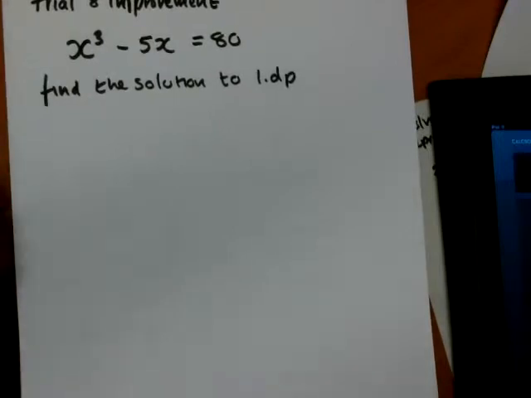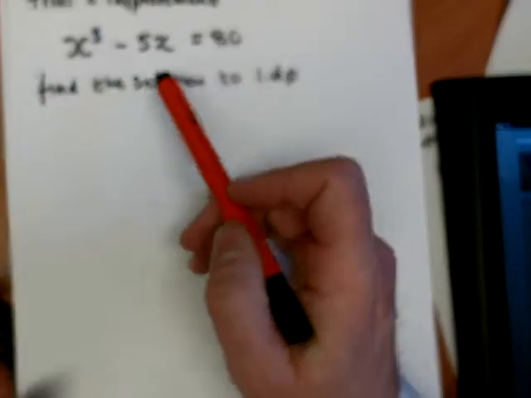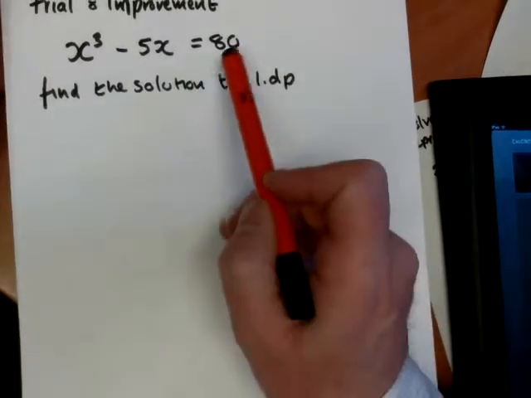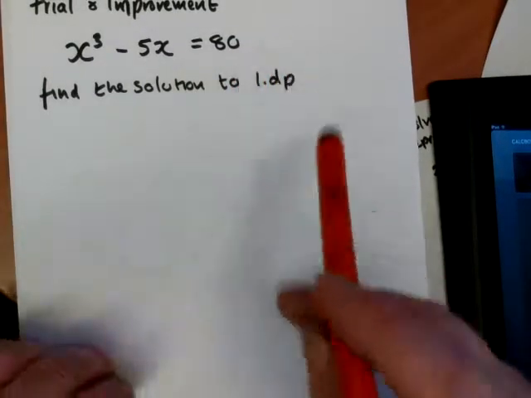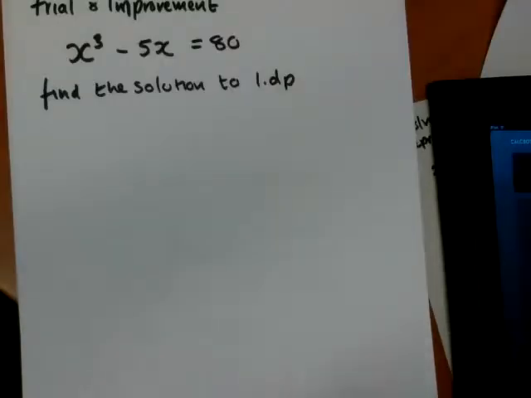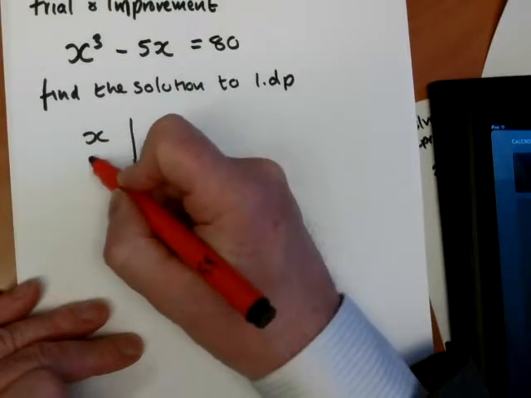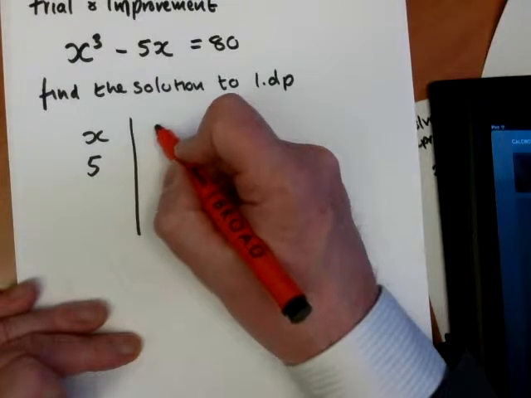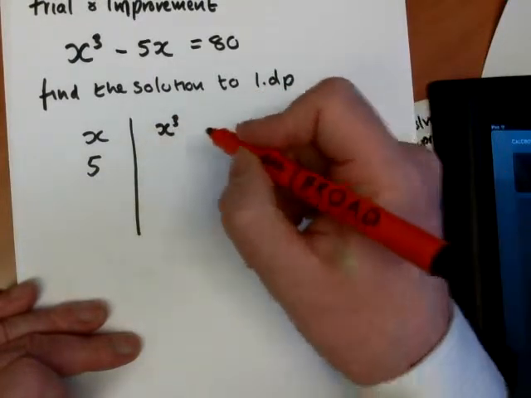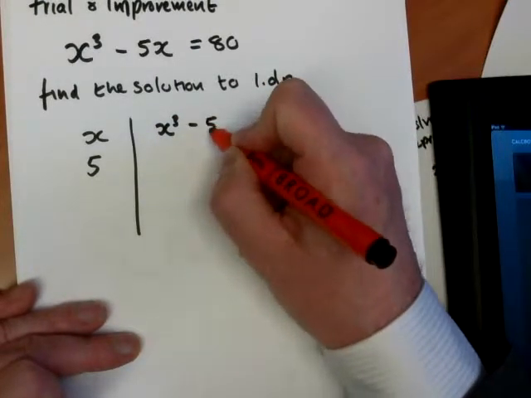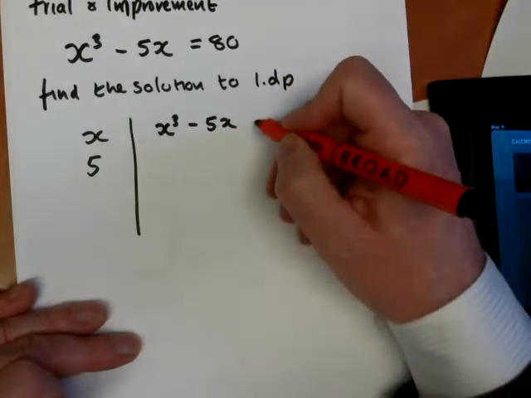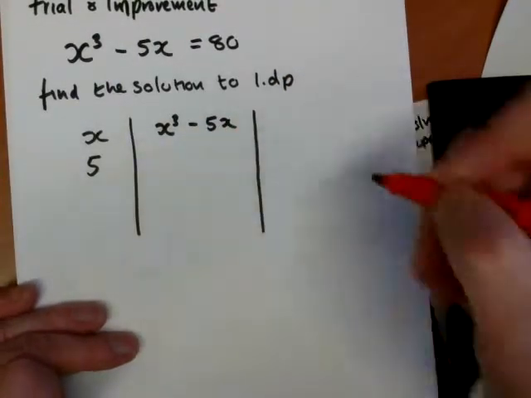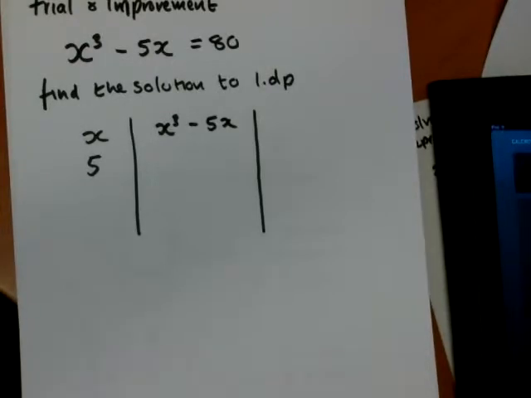Basically we've got to try and find a value of x to one decimal place that gets me as close as possible to 80. Usually you're given a starting point in a question, like an x value, and it might say start at 5. There's a number of ways you can do this. You could work out the x cubed and the 5x separately. I think with modern calculators, and you'll only get this in a calculator exam, it's fairly straightforward to put this through the calculator, as I will show you.